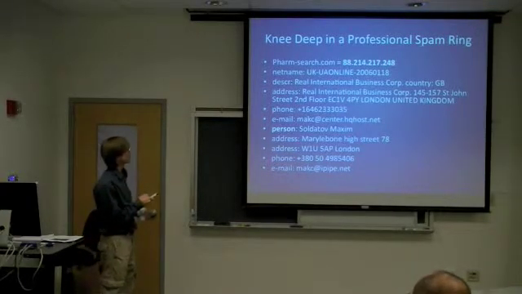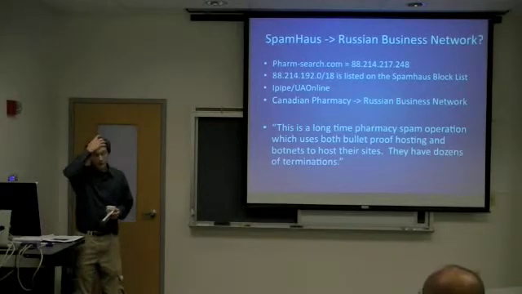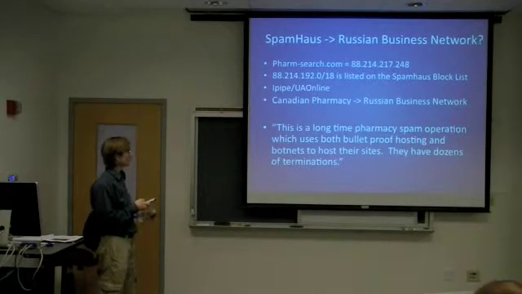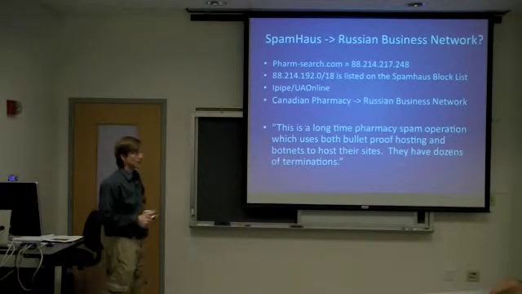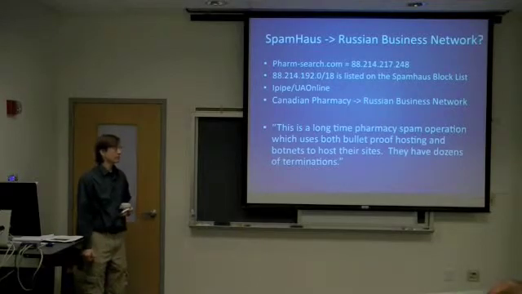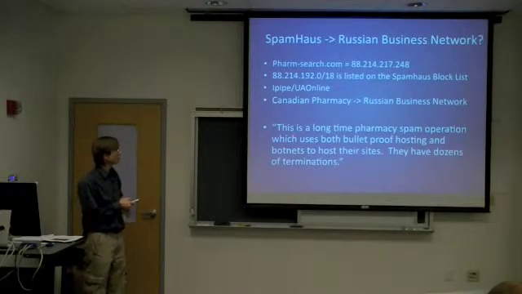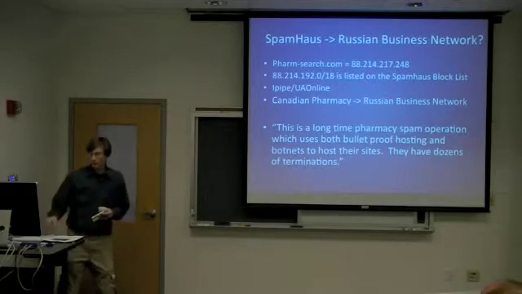A couple other points: we'll look at UA online, and ipipe.net is the email address. So we're going to investigate those things and see where they lead us. There's a website called Spamhaus, and it gathers lots of information about spammers. When you search for UA online and iPipe, it returns a net block that's owned by the Russian Business Network. The Russian Business Network has been in the news. It's a well-known spam operation. Spamhaus said this on their website: the Russian Business Network, or RBN, is a long-time pharmacy spam operation which uses bulletproof hosting and botnets to host their sites. So we're pretty sure we've got the right group.